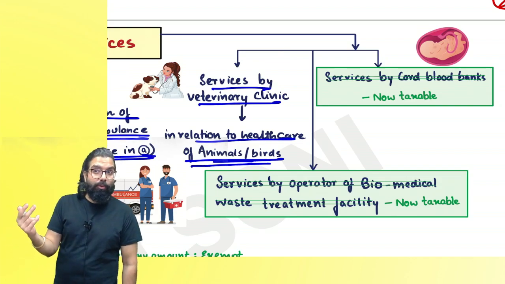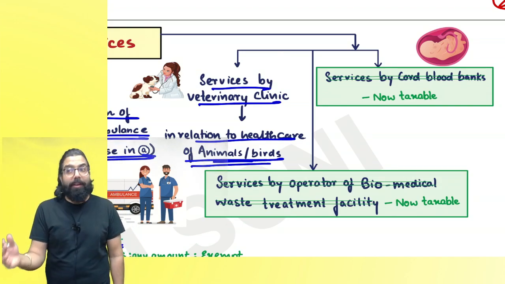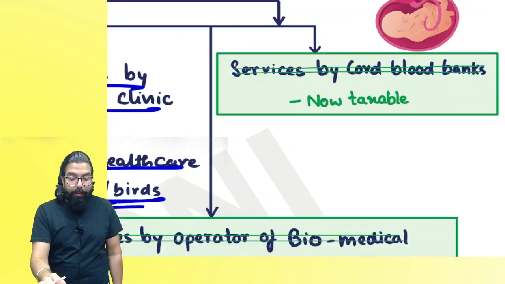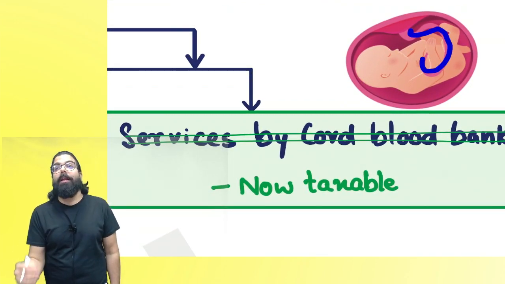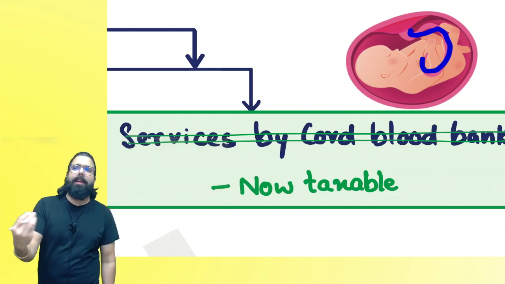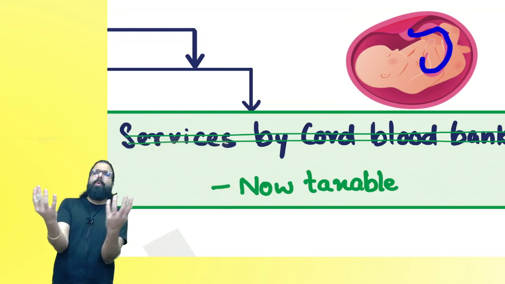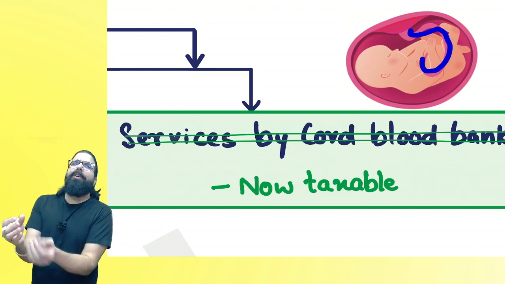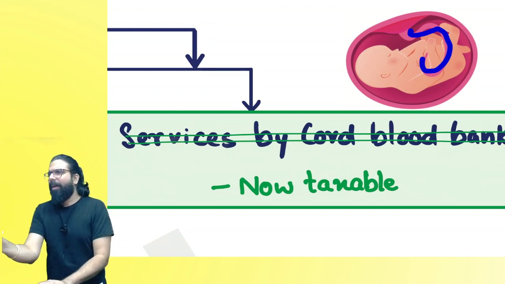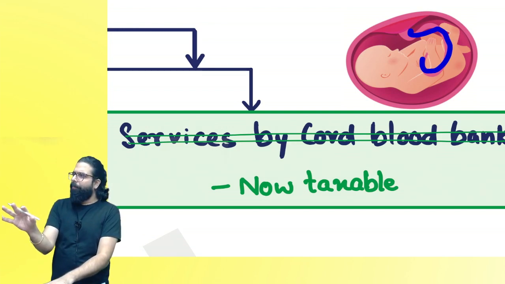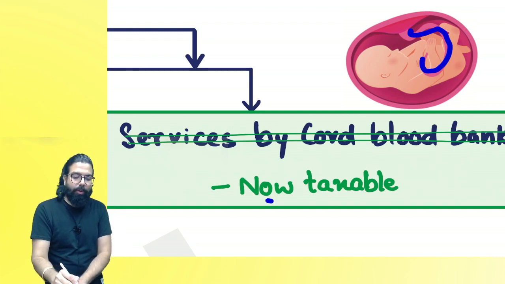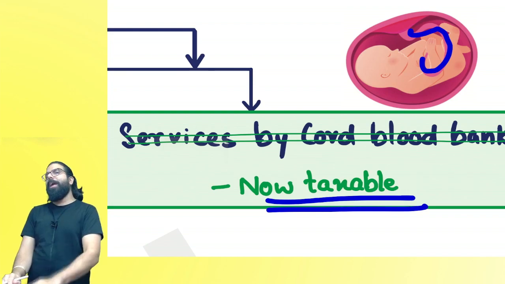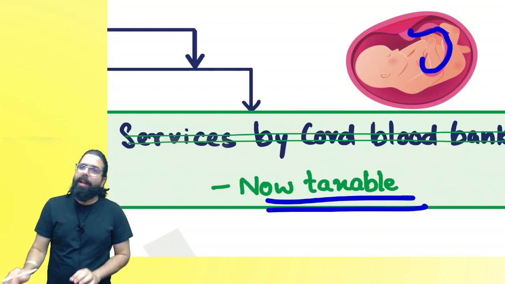Now, everyone, listen to me very carefully. You remember that story I used to tell you in the class? Whenever a baby is born, the baby is connected to the mother with an umbilical cord. Now, the blood in this umbilical cord is being preserved, and in future, if the baby requires, that blood can be used for any treatment. Correct, everyone? That service was earlier exempted. Now, government told it is taxable. GST will be payable. Can I go ahead, everyone?